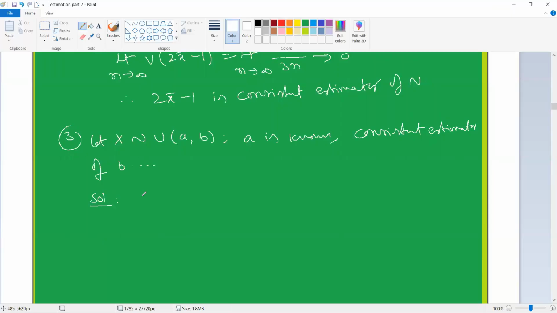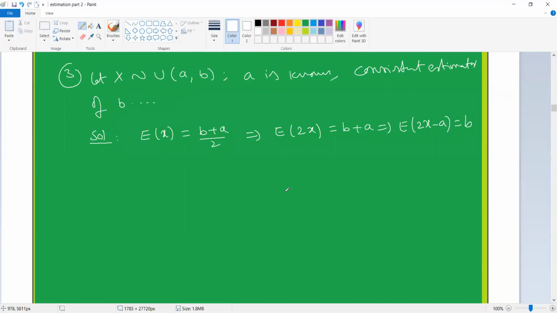Now, first you have to calculate the expectation of X, which is the mean of this continuous uniform distribution. Mean is equal to B plus A by 2, implies expectation of 2x is equal to B plus A. A is a constant value. Now expectation of 2x minus A is equal to B. A is a constant value.